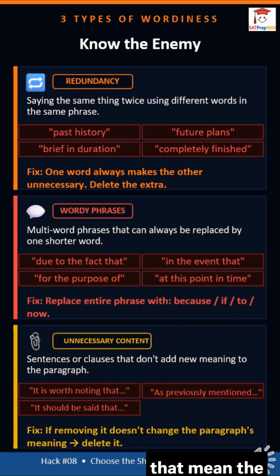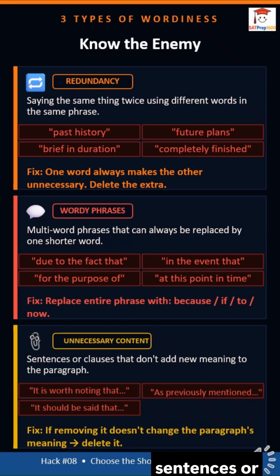Type 2. Wordy phrases. Multi-word phrases that mean the same as one shorter word. Due to the fact that equals because. In the event that equals if. For the purpose of equals to. Replace the whole phrase.